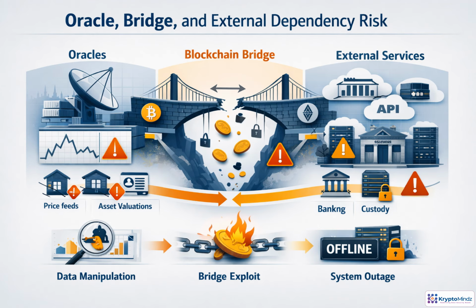Digital asset platforms rarely operate in isolation. They rely on oracles for prices and valuations, bridges for cross-chain movement, and external providers for custody, compliance, banking, and connectivity. Each dependency creates a trust boundary. Bad data can trigger wrong collateral calls or settlements. A bridge exploit can destroy assets or duplicate them. An outage can halt operations. Strong controls include redundant providers, quorum-based feeds, circuit breakers, fallback procedures, vendor diligence, and continuous monitoring.